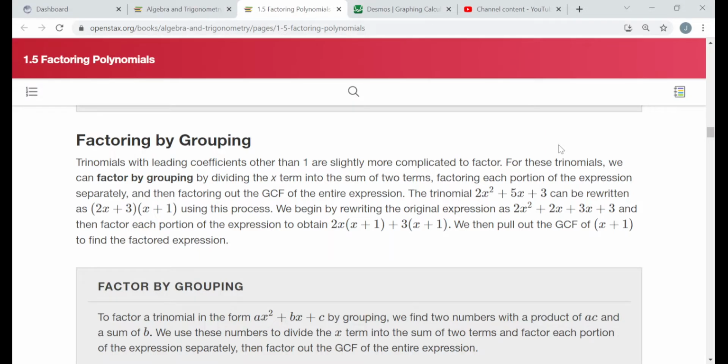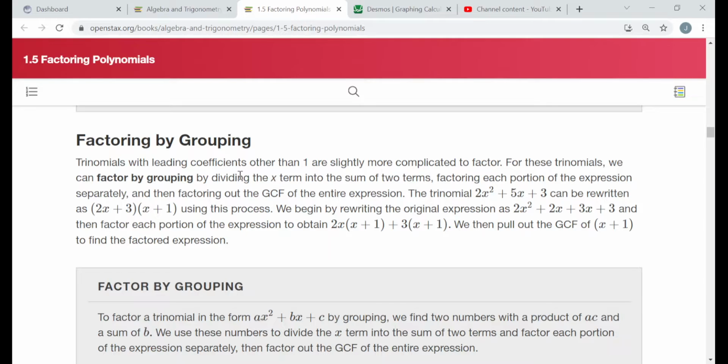Now every example I'm going to be doing in this video is taken directly from a free online textbook at openstax.org. I'm in their Algebra and Trigonometry text in section 1.5 titled Factoring Polynomials, looking under the heading Factoring by Grouping. All the examples I'm doing are taken either from the examples or the try it boxes in the reading, or from some of the even numbered exercises at the end of the section that are related to this particular objective.